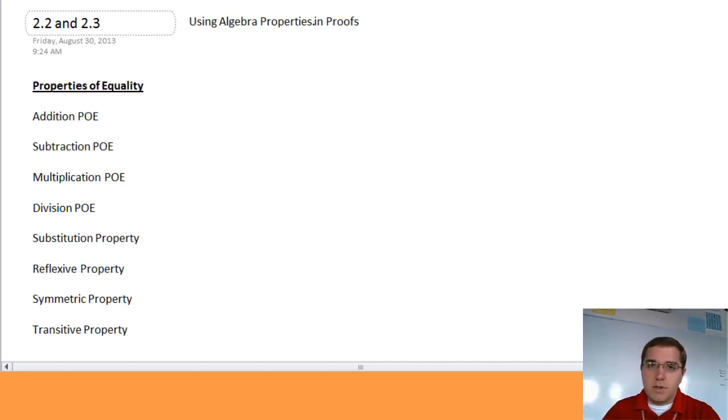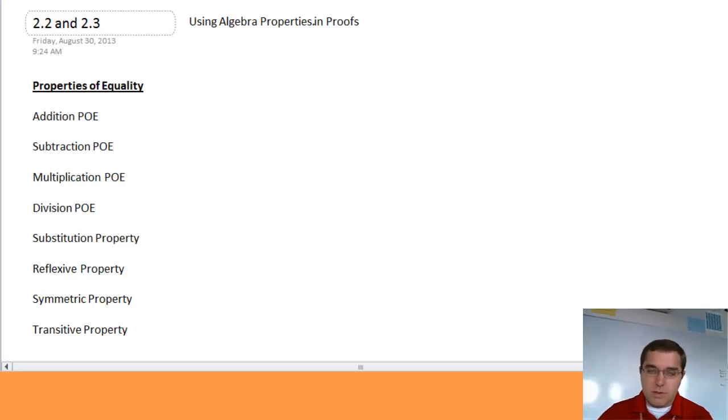This is the video for sections 2.2 and 2.3 on using algebra properties in proofs. So this will be the first time that we see proofs in this class, but some of these properties should look familiar to you. The first set of properties we have are called properties of equality.